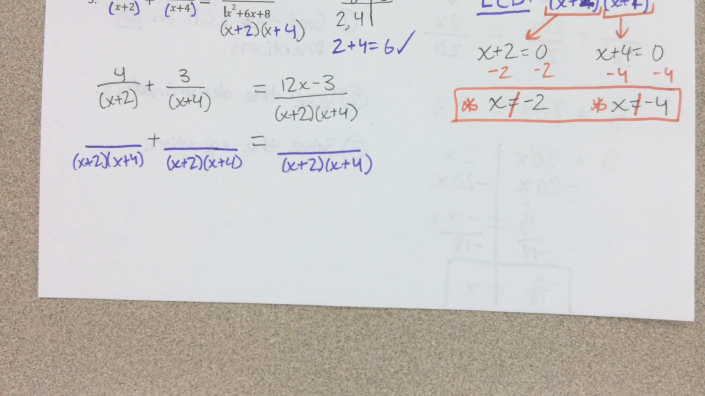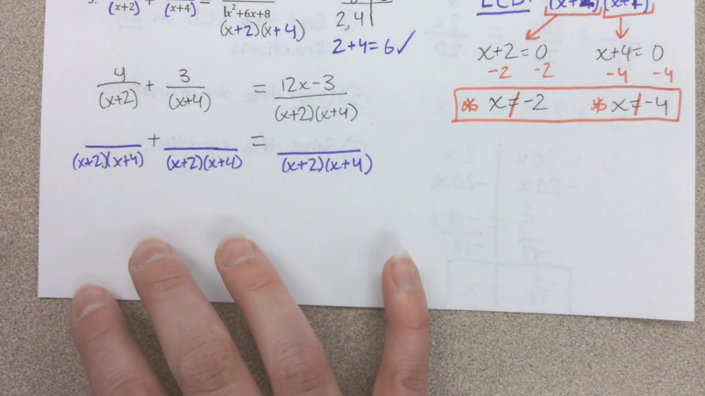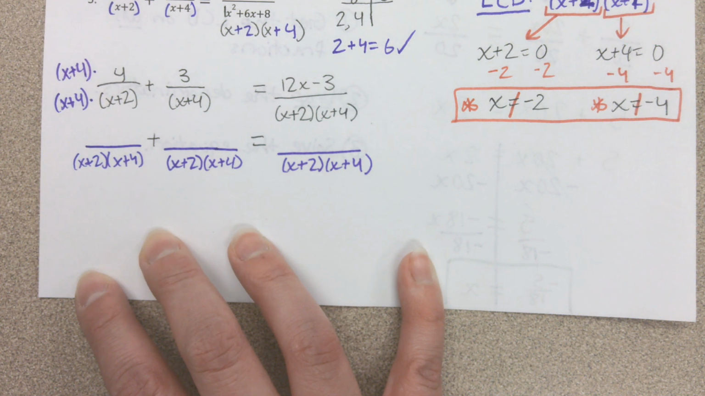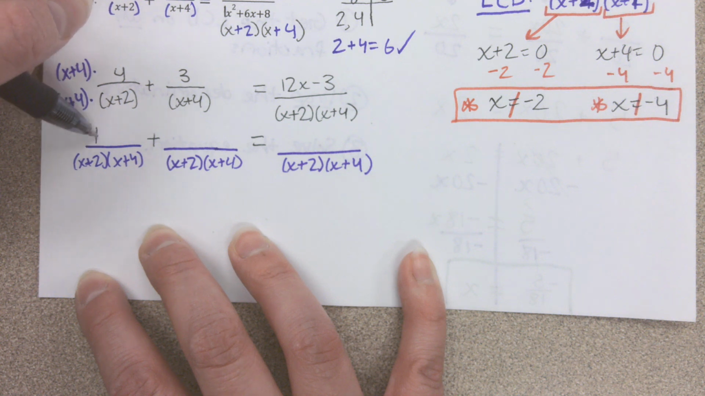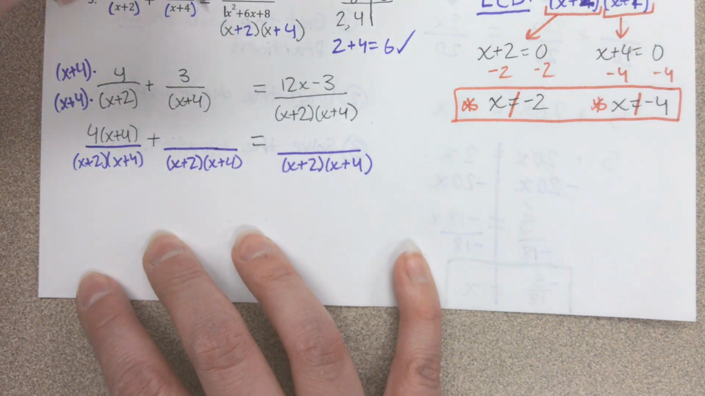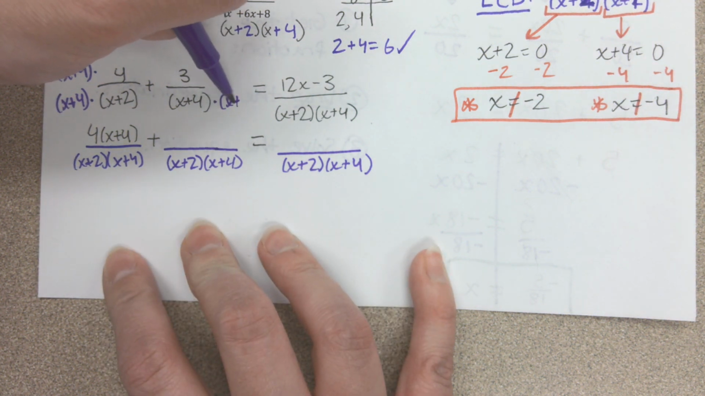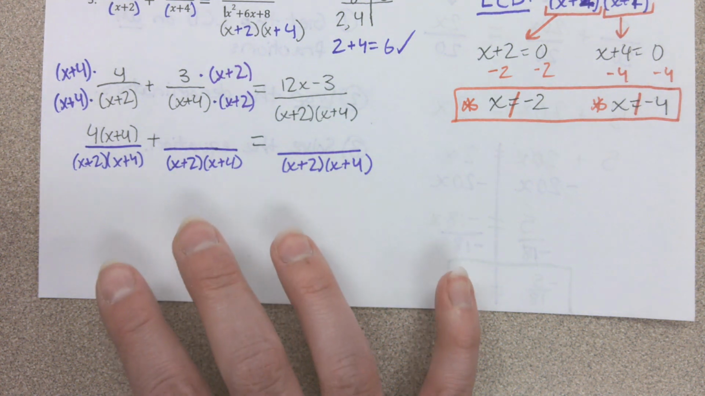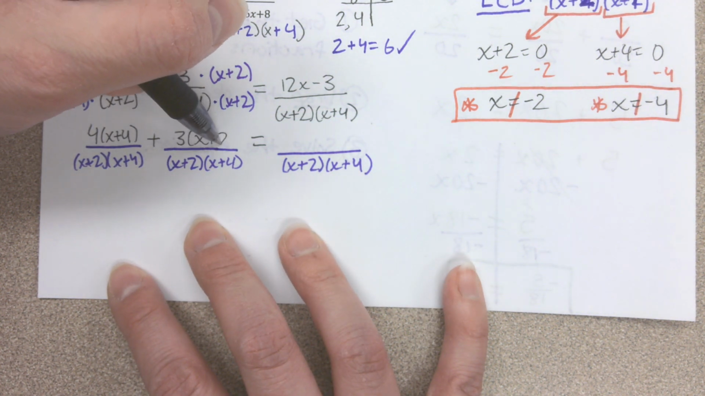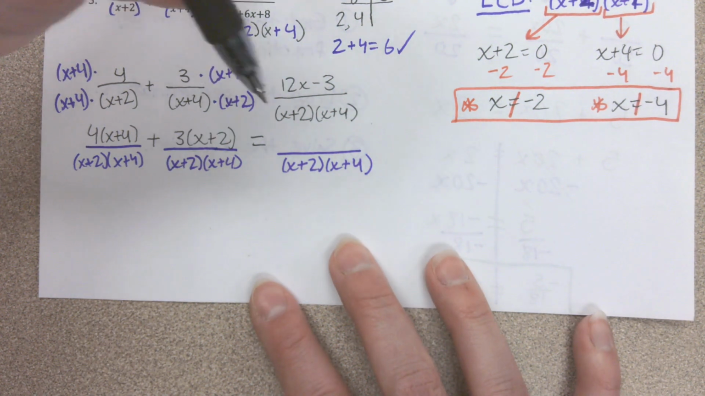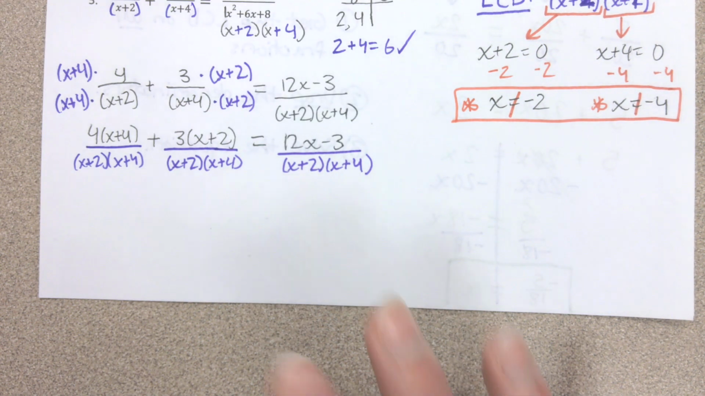Now we just need to figure out what each fraction needs to make that happen. First fraction, we have x plus 2, we need x plus 4. Top and bottom. So we now have 4 times x plus 4 on the top. Second fraction, we have x plus 4 and we need x plus 2. So times x plus 2, top and bottom. We have 3 times x plus 2. Last fraction, we already have the correct denominator, so we will just bring it down. 12x minus 3.